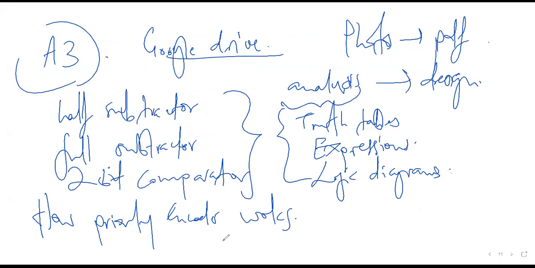How do encoders work? How does a priority encoder work? Voila. I think we're done for the day. It's 4 questions.